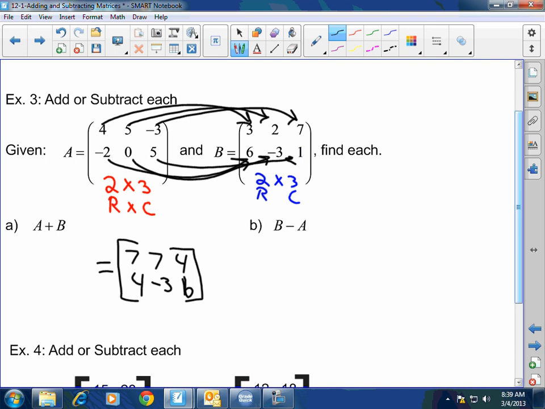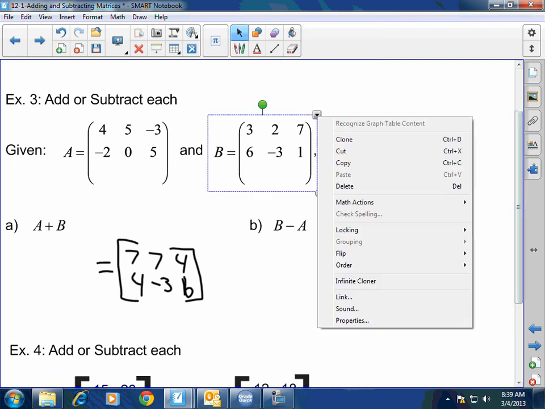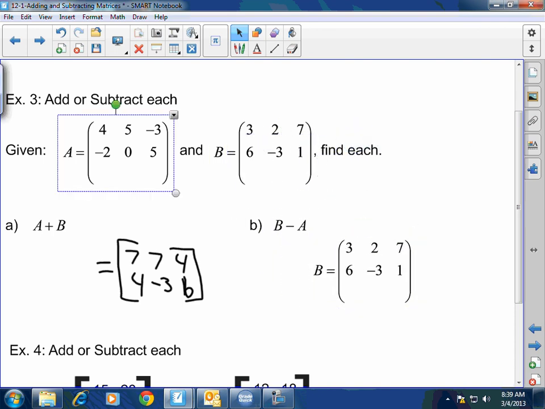That's exactly what we just finished doing. Yes, sir. We added the matrix. Thank you, sir. Now, let's try B minus A. Now, in this case, guys, let me just show you real quick. Let me just go ahead and clone this for a second to help us out here.